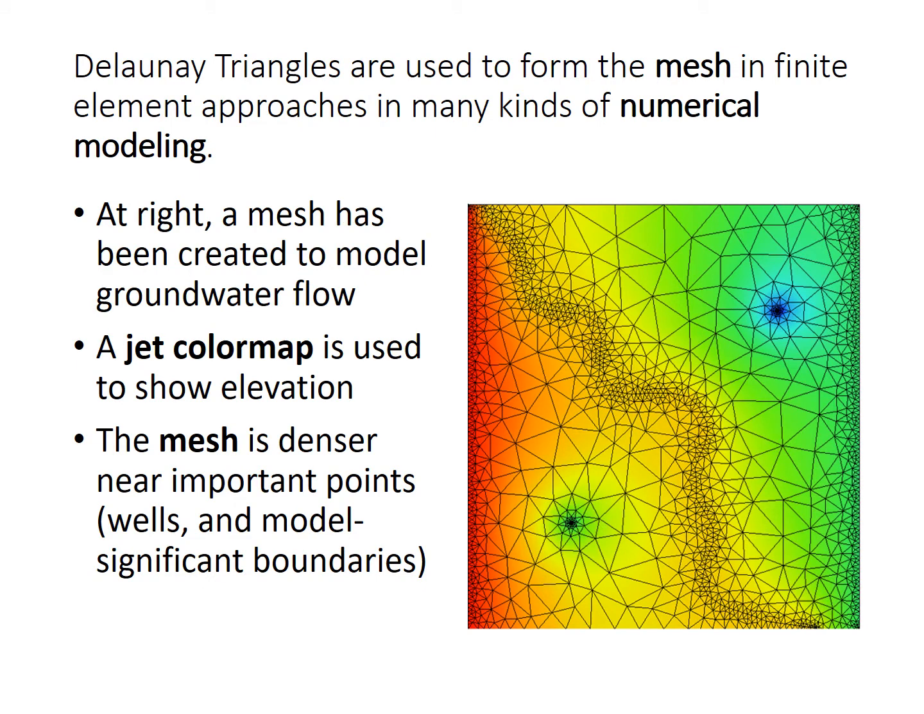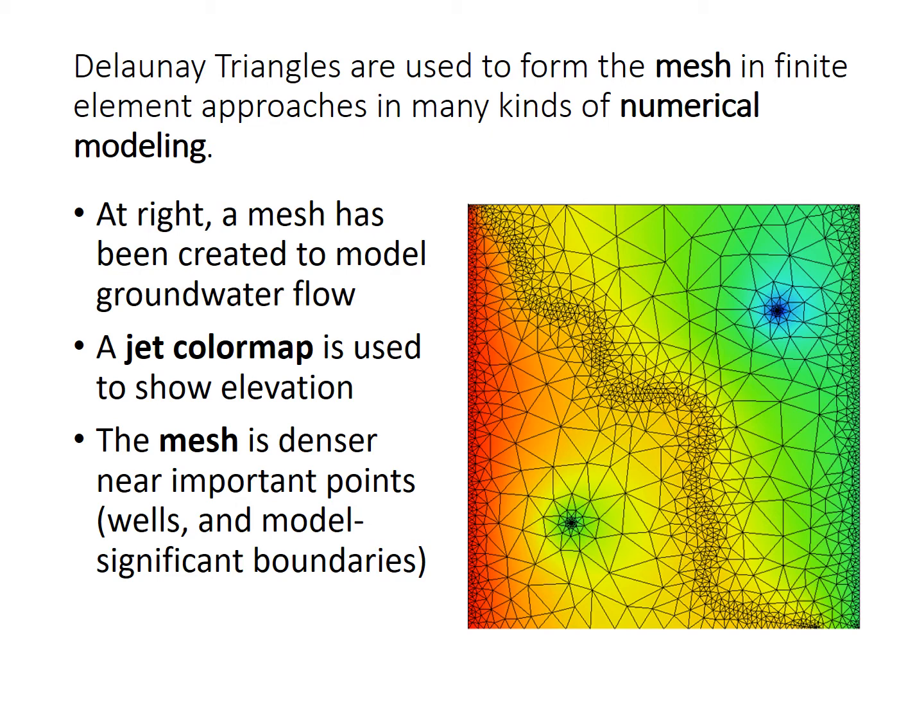Delaunay triangles are actually used for a lot of different things. They're used in finite element modeling, or numerical modeling more generally. The idea is that if we can partition the space and create these tiny little triangles, we can simulate how movement or contaminants or water, or whatever it is that you're modeling, moves through the system by basically moving from one triangle to an adjacent triangle and doing that over the long term.